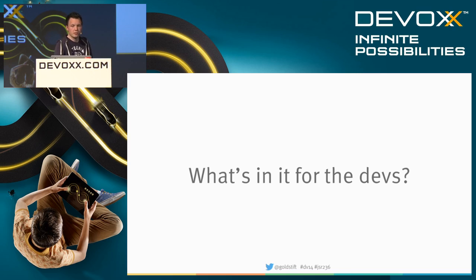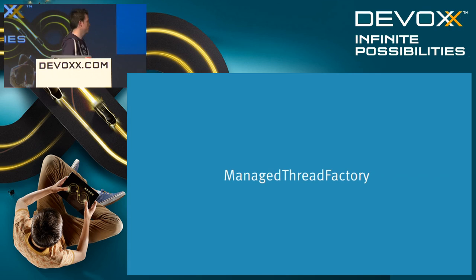So first thing you need, if you're into concurrency, is a thread. And how do you get a thread? Probably by using a thread factory. So as you know from Java SE, you can either create a new thread by calling the constructor, or you can use the newThread method.